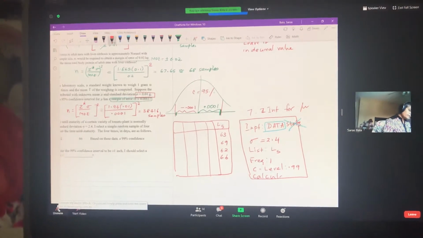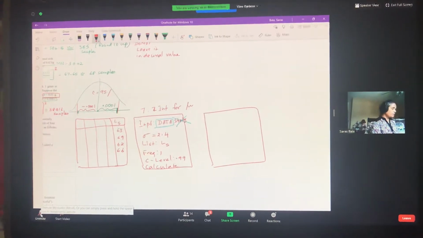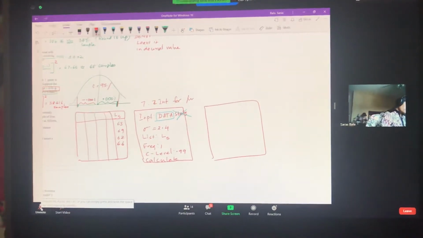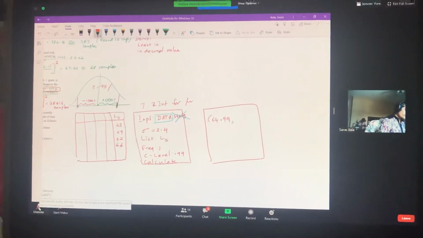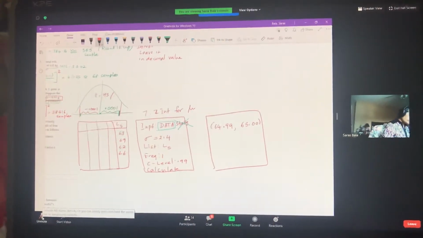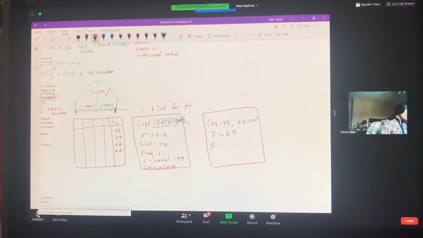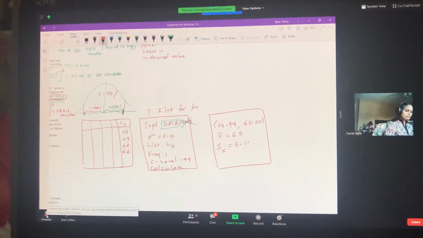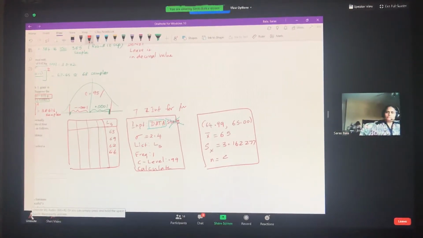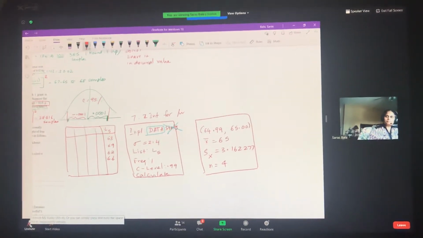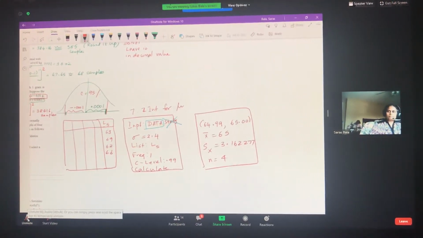Then we'll get the output screen. So 0.99 and then calculate. The lower boundary is 64.99 and the upper boundary is 65.0. My x bar value is 65, which is the sample mean, and the sample standard deviation is 3.162277. I'm writing all the digits, and my n is 4. Are you all getting the input screen and the output screen like this? Are you working with me? I'm not sure. I plugged in all the same values.